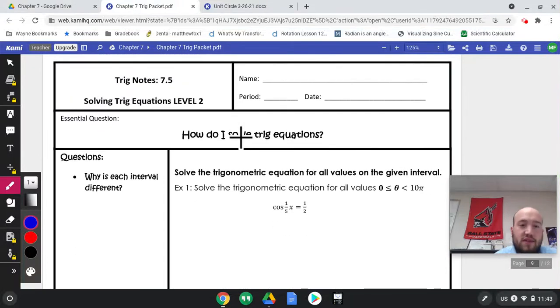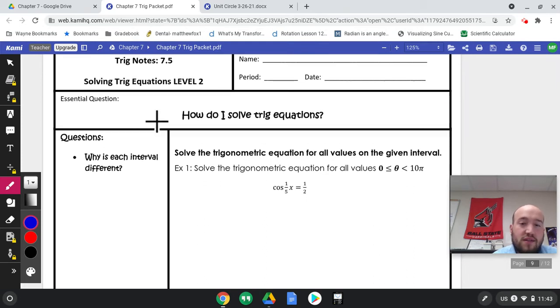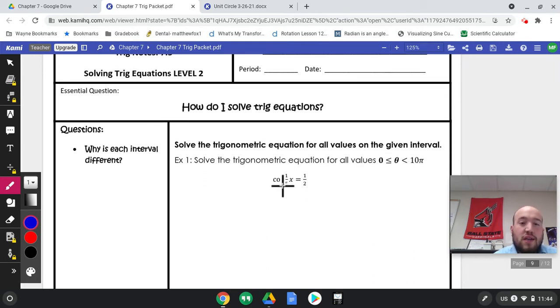Today we are going to be doing 7.5 notes. Okay, so kind of taking what we did yesterday and upping the level of difficulty. The reason this is going to be more difficult is because instead of just having a theta in here, or an x as Delta Math showed it, we now have 1/5 x.